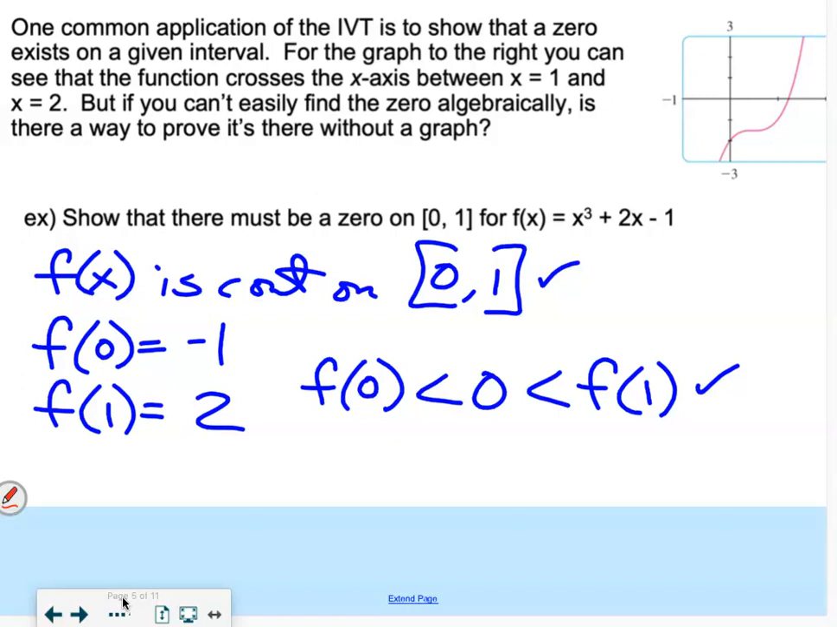You rewrite the problem without any question. So if the problem says, show that there must be a 0 on the interval 0 to 1 for f of x, then your conclusion statement would be, therefore, by the insert theorem name here, there must be a 0 on 0 to 1 for f of x. You write therefore, by the, and state your theorem. And you can abbreviate therefore. Do you remember how to abbreviate therefore?